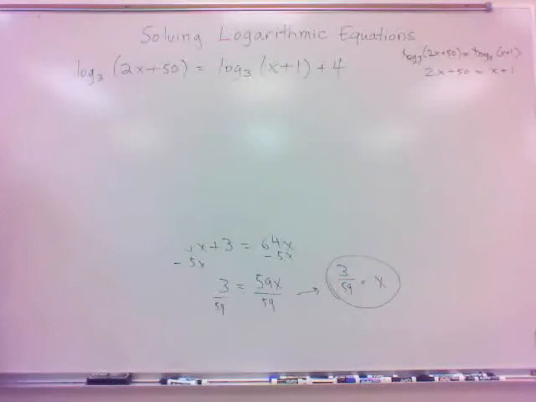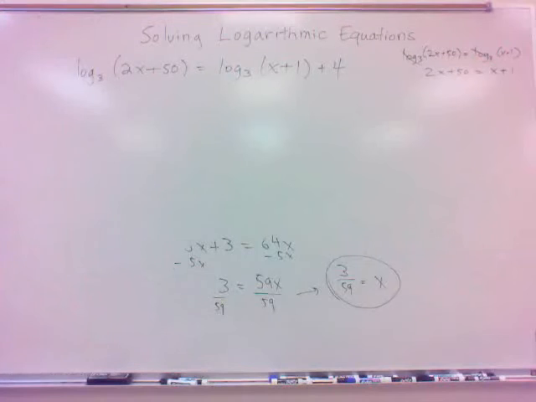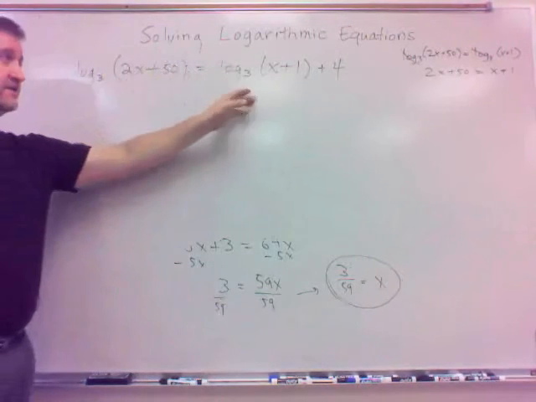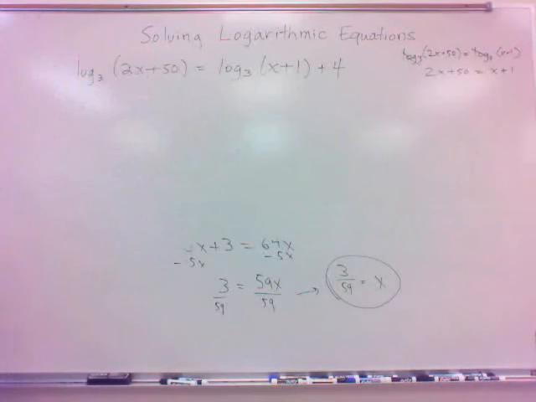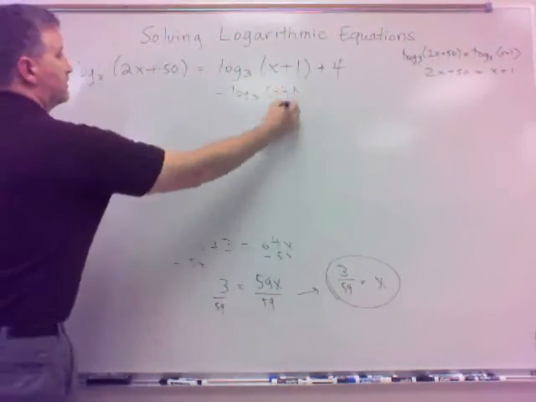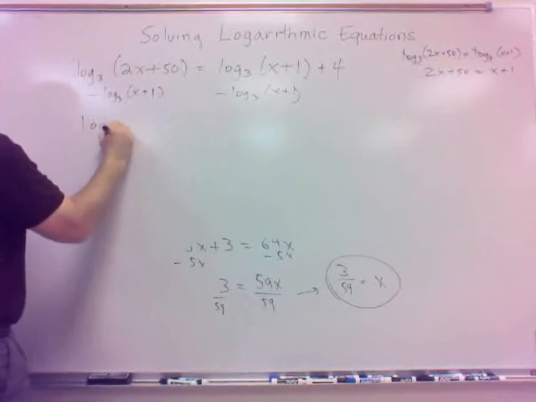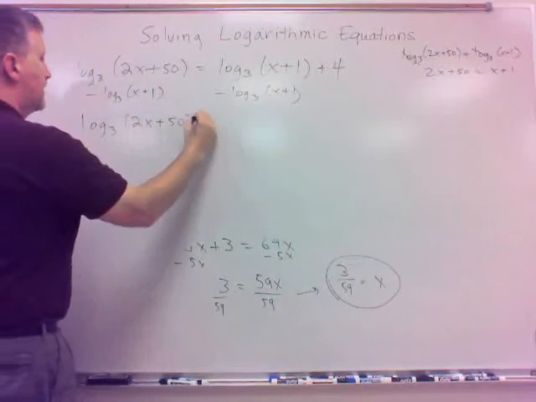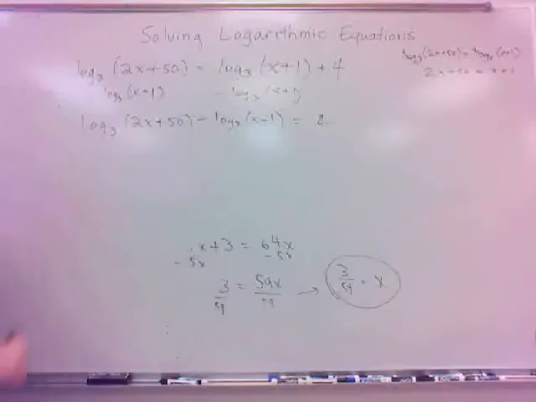So this is a little more complicated. If you have log, log, and then a number, some extra stuff there, here's what you have to do. In this case, I have to get the logs on the same side. So I'm going to move this log to the left, and the way I do it is just by subtracting. I'm going to subtract from both sides log base 3 of x plus 1. And I'll have log base 3 of 2x plus 50 minus log base 3 of x plus 1 equals just 4, because those wipe out now.